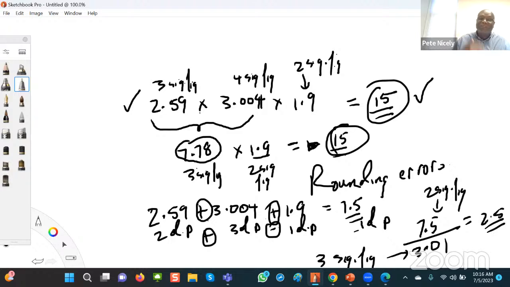All right. So you have to pay attention to the rules, right? Which basically says that if you're adding and/or subtracting, you round off your answer to the lowest number of decimal places of the numbers involved in that operation. And if you're dividing and/or multiplying, you round off according to the lowest number of significant figures.